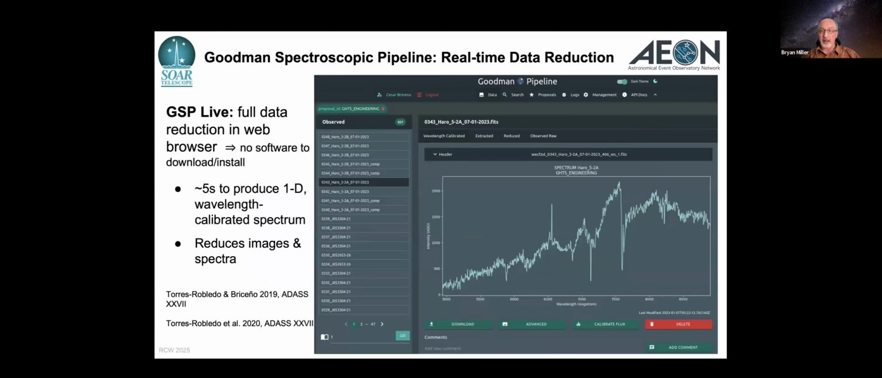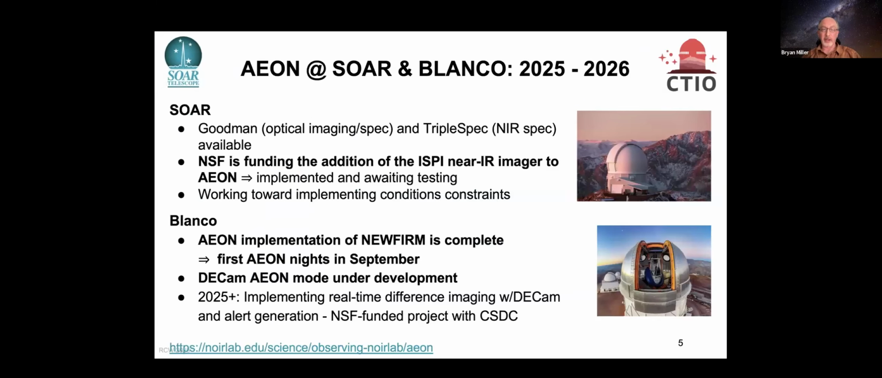This is a screenshot of an example of the Goodman spectroscopic pipeline, which runs in a web browser. So there's no software installed, and it runs fast enough to do basic data reduction in real time. Of course, we're continually adding new instruments and telescopes and modes. So SOAR currently works with the Goodman Optical Imager Spectrograph and TripleSpec.